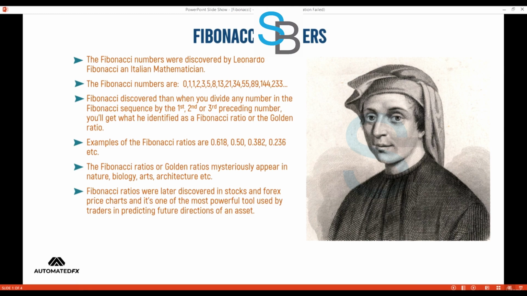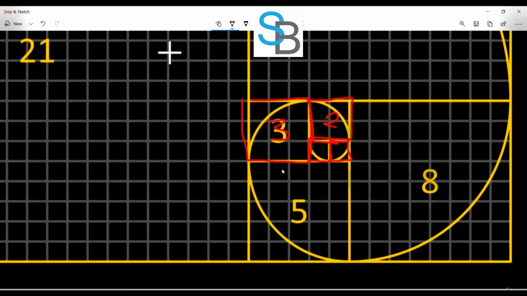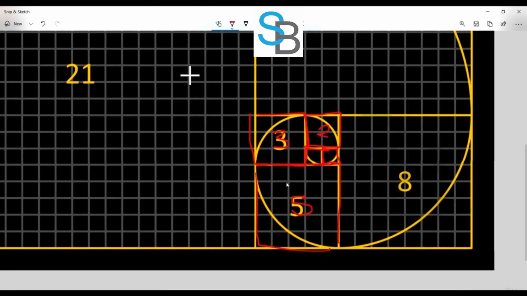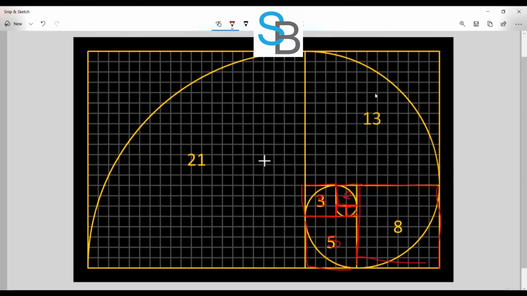Then we have 1, 2, 3, 4, 5, and you draw the box like this. The next number was 8. You count 1, 2, 3, 4, 5, 6, 7, 8. And so on and so forth, depending on how big your grid chart can take. So here is 13, here is 21. If the space was enough, we would just keep going and going.